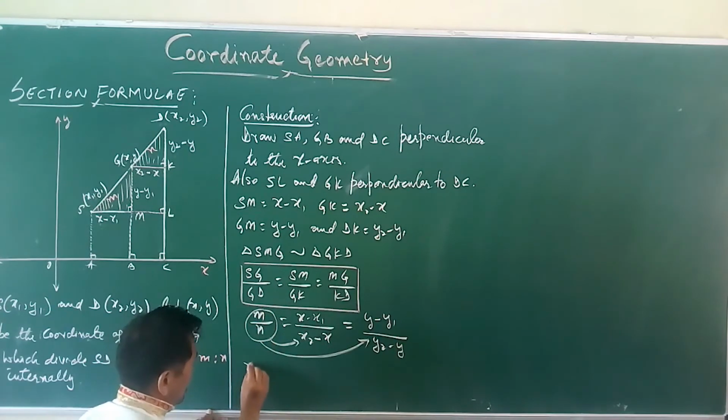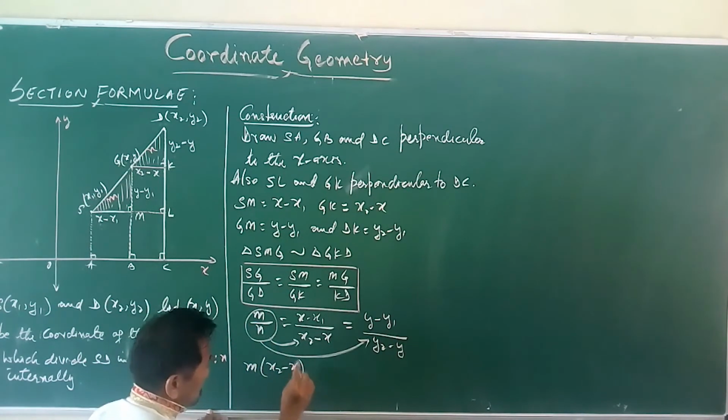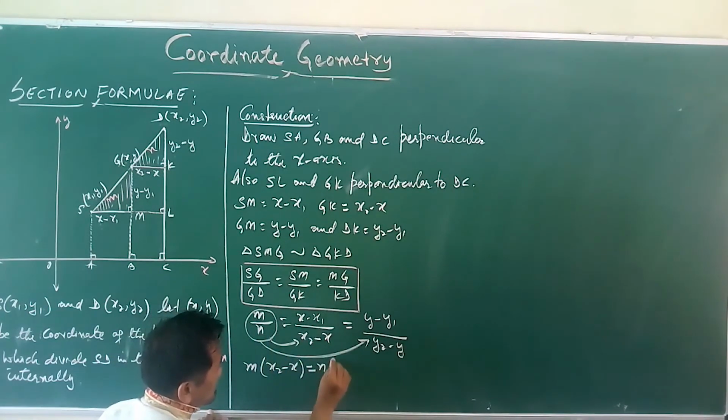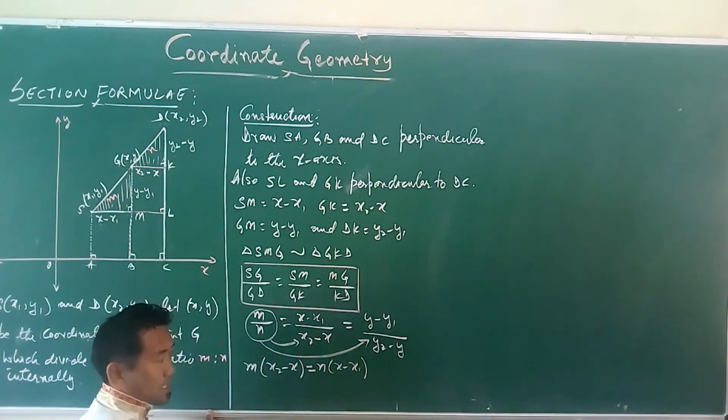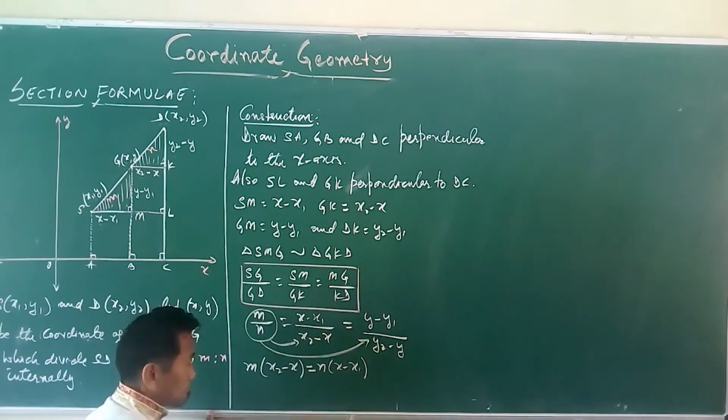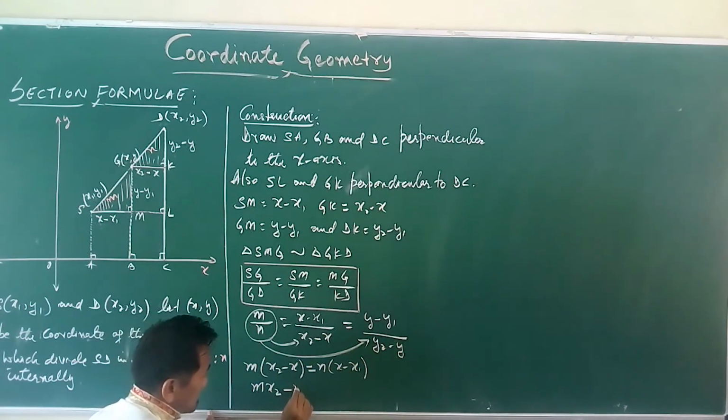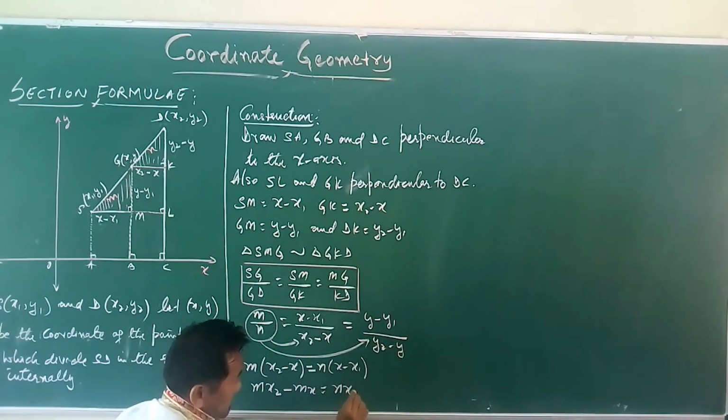So the cross multiplication: m(x2 minus x) equals n(x minus x1), so mx2 minus mx equals nx minus nx1.